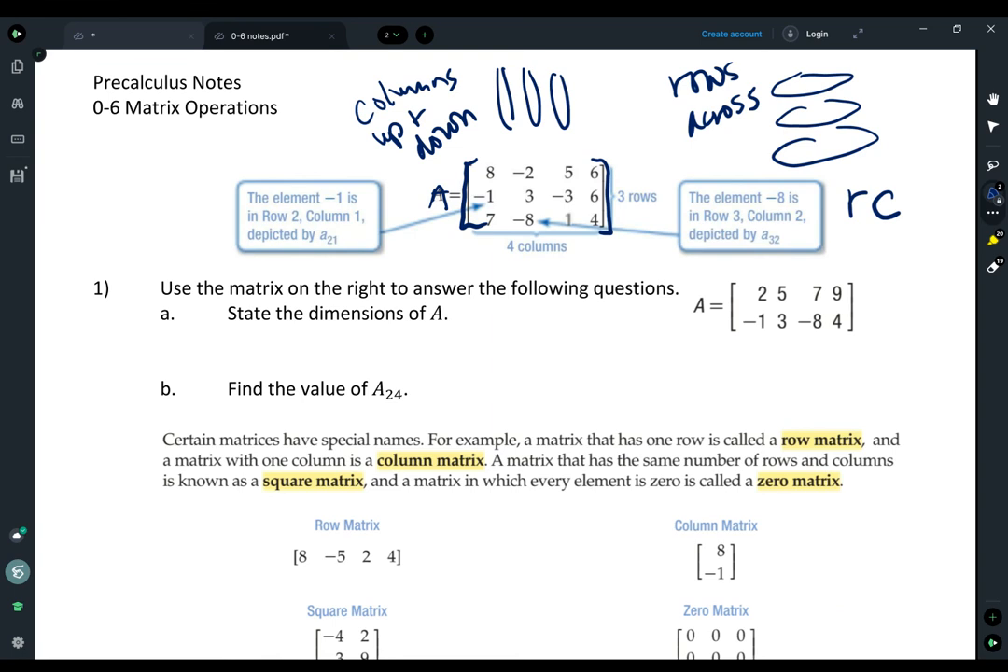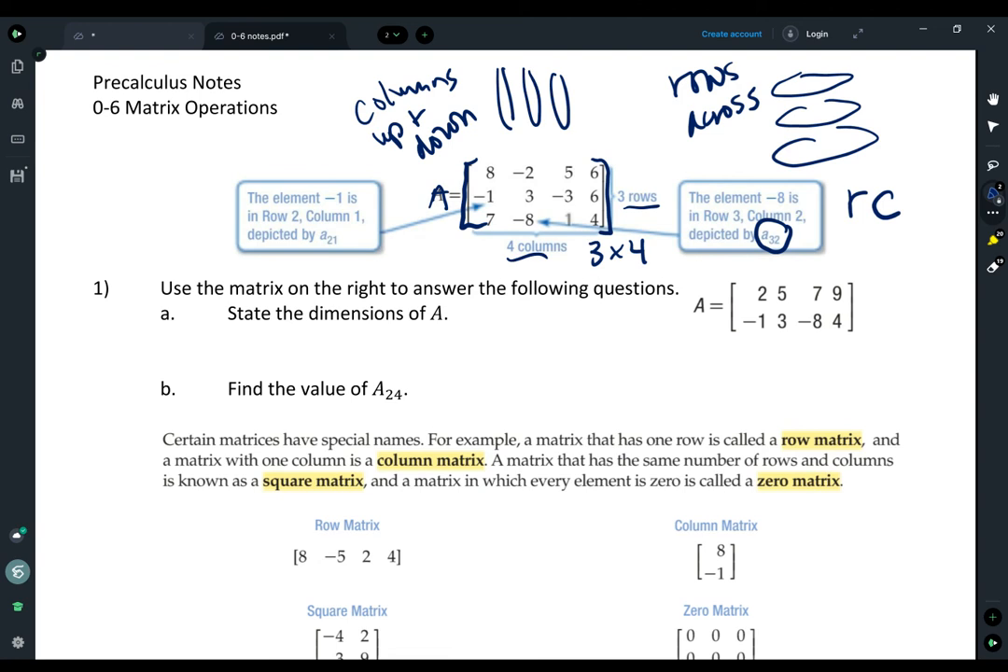So when we talk about dimensions of a matrix, we're talking about the rows by the columns. So in this case, I have 3 rows and I have 4 columns. So this would be a 3 by 4 matrix. The other thing that you'll notice is we talk about how each number in this matrix is an element. And so, for example, if we're looking for this element right here, it says 32. That means we've got row 3 and column 2.